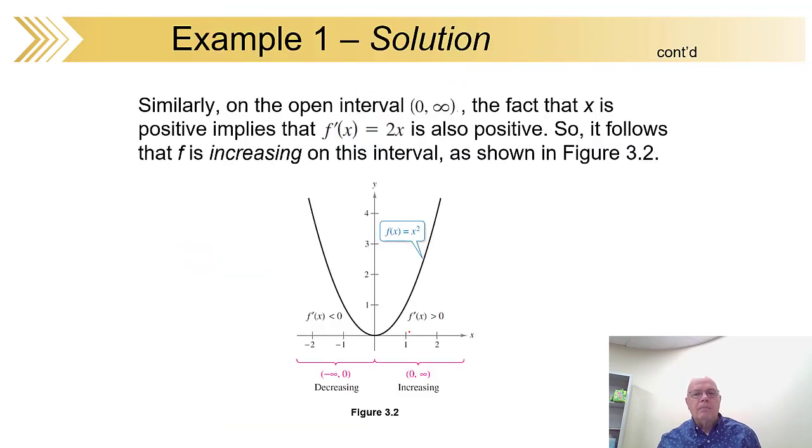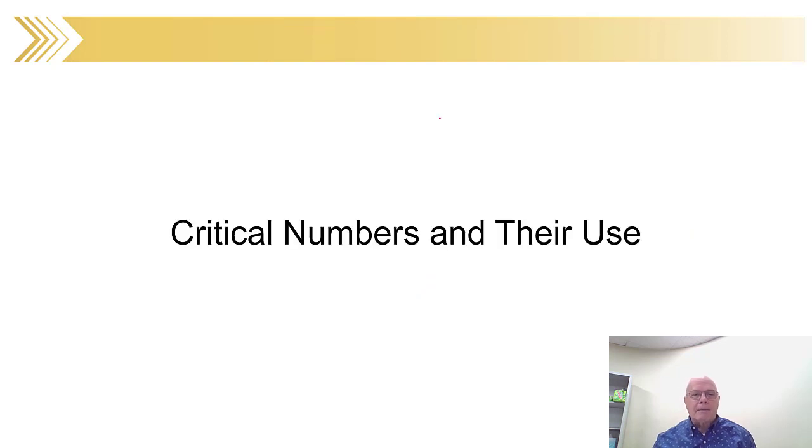So how about a positive one? On the right-hand side, in this interval right here, on this interval, every x you pick is positive, and when we take 2 times that positive number, positive times a positive is a positive, and that implies, even without seeing the picture, that the function is going to be increasing on that interval, 0 to infinity in this case.